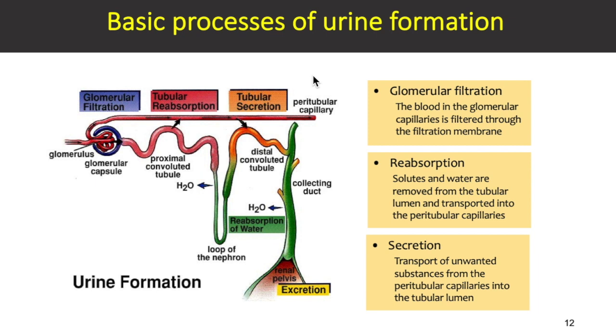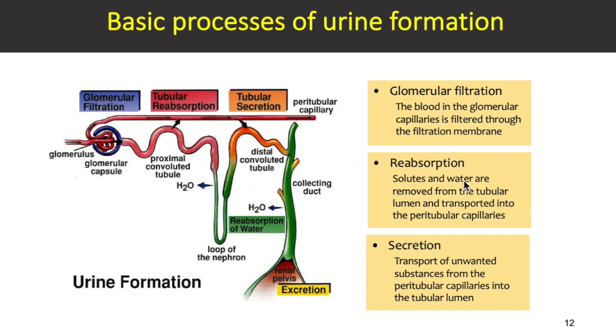There are three basic processes of urine formation. This figure illustrates this process. This is the glomerulus, and this is the tubule. This is peritubular capillary. The first process is glomerular filtration, where blood in the glomerular capillaries is filtered through the filtration membrane. So the filtrates will enter the tubule starting from proximal tubule, whereas the unfiltered substances will flow into the efferent arteriole and to the peritubular capillary.